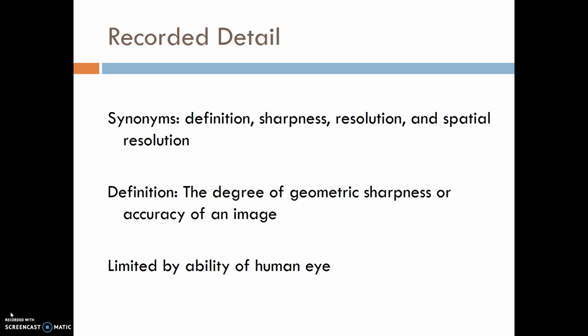Today's lecture will cover recorded detail. Some synonyms of recorded detail include definition, sharpness, resolution, and spatial resolution when working with digital imaging. The definition is the degree of geometric sharpness or accuracy of an image. Detail is limited by the ability of the human eye.